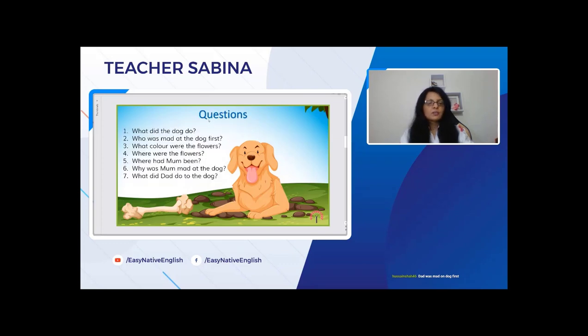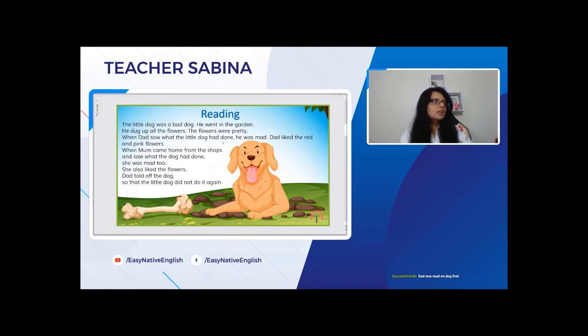What colour were the flowers? I'll put the text back so you can check. What colour were the flowers? Flowers were pink and red. Well done. The flowers were pink and red. Where you wrote Dad was mad on dog, it's not Dad was mad on dog, it's Dad was mad at the dog. So if we have a look at the question, let's go back to the question.